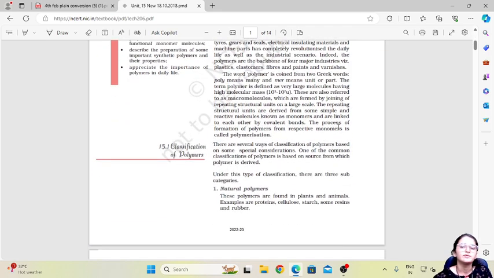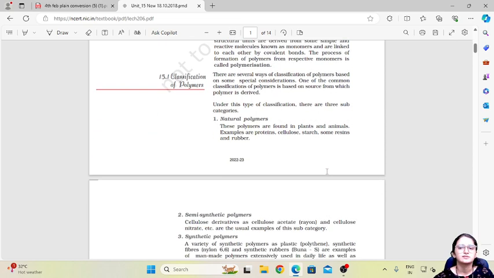Now, what is polymerization? The process of formation of polymers from respective monomers is called polymerization. Some reactions regarding polymerization you've studied in 11th standard, in the hydrocarbon chapter. In that, we have studied that many small units combine to give polymers. Now, based on that, we have classification of polymers.